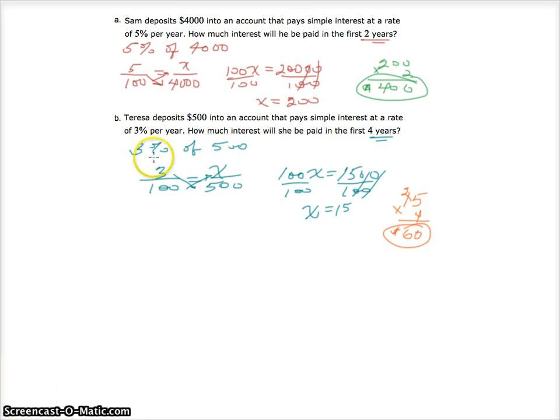Alright guys, just remember to write out your proportion properly and then multiply by the number of years. This is where people will mix it up a lot, is not multiplying by the number of years. Good luck.